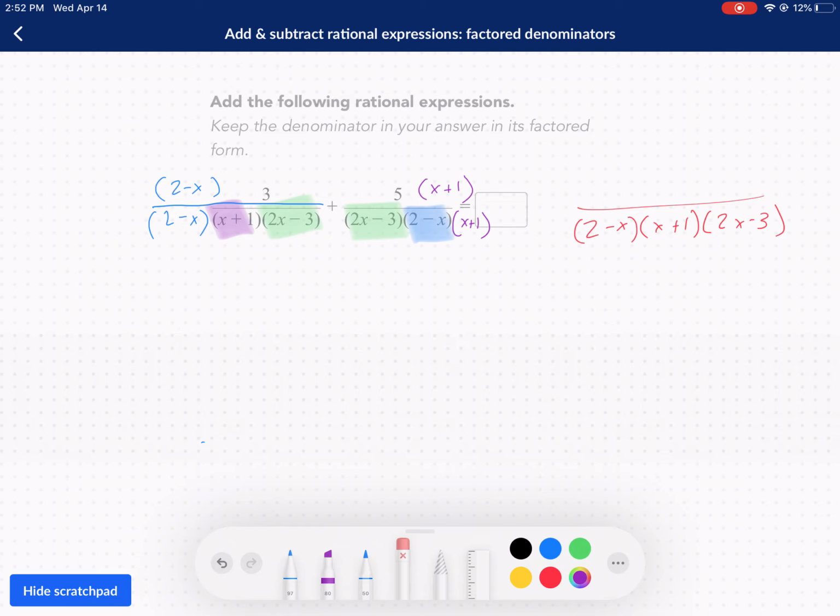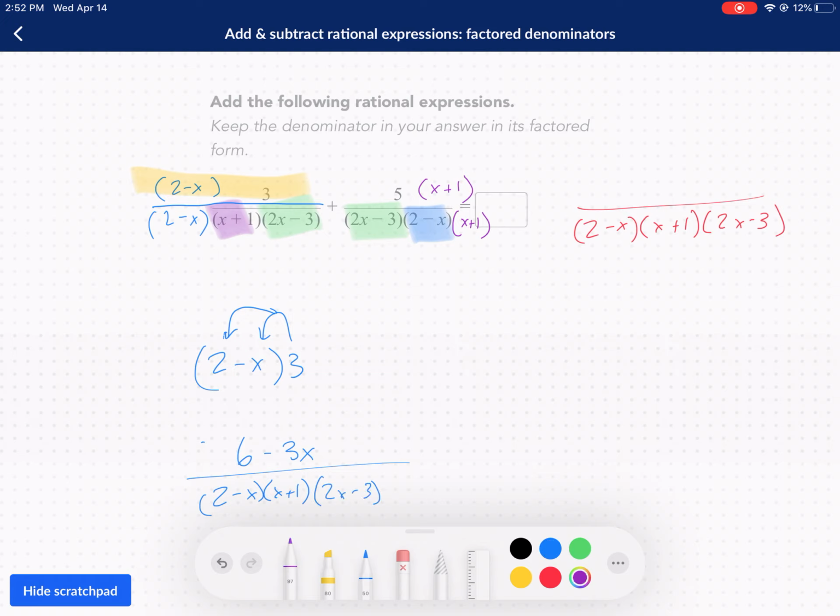The top here is going to be 2 minus x, and we need to multiply that by 3. So we're going to distribute here, and we get 6 minus 3x. Now our common denominator we already have, 2 minus x, x plus 1, 2x minus 3. Now the one on the right, we have a plus. That's good, that makes it easier. And then we have 5 times x plus 1. We distribute here again, and we get 5x plus 5.